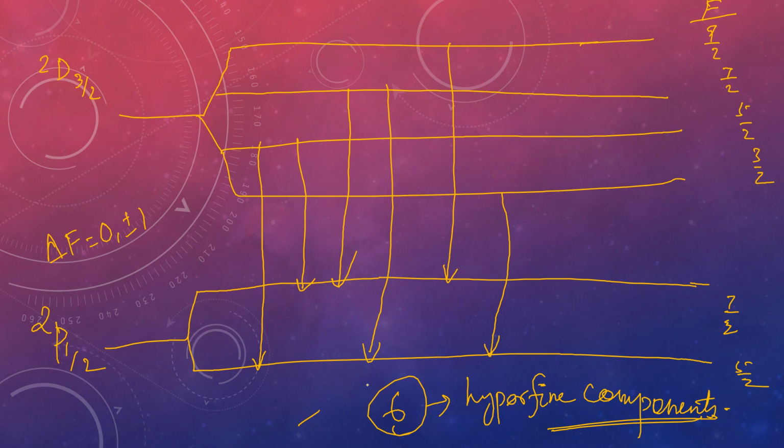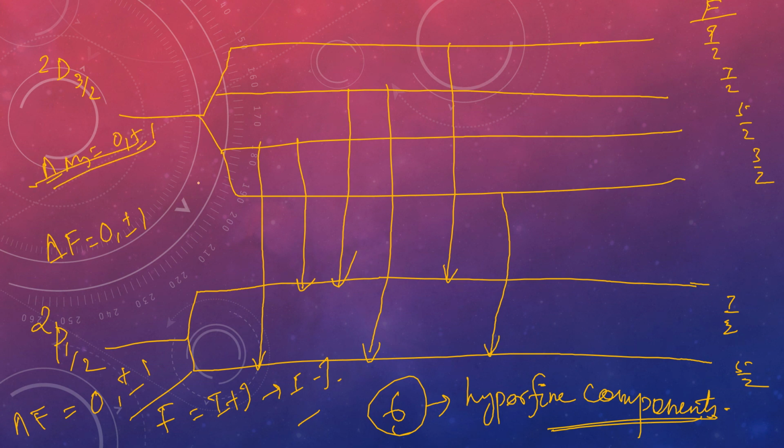Very easy. You just have to find first F. F is I plus j to I minus j. Then del F, the selection rule: del F is equal to 0, plus or minus 1. If you see, in the previous one also, del m is 0 plus or minus 1. So selection rule will be 0 plus or minus 1. In some cases del j is 0 or plus or minus 1, and 0 to 0 is not allowed in some cases. You have to keep that in mind. So this is the first question. Next question, number 32.